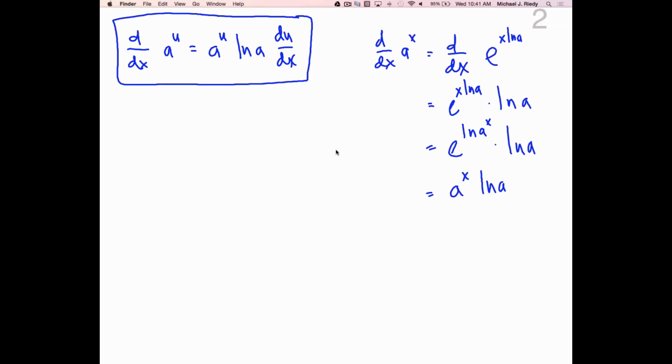Let's take the derivative then of the natural, or no, log of a to the u. And that's going to be equal.